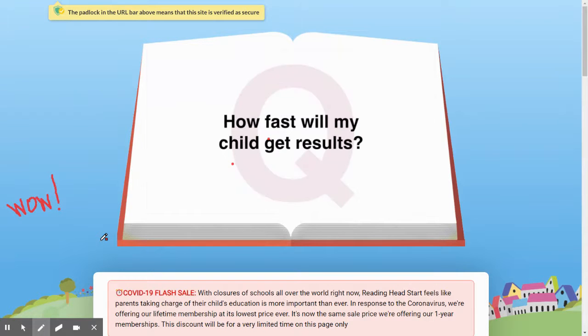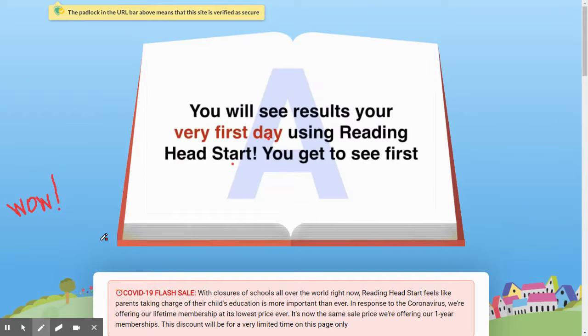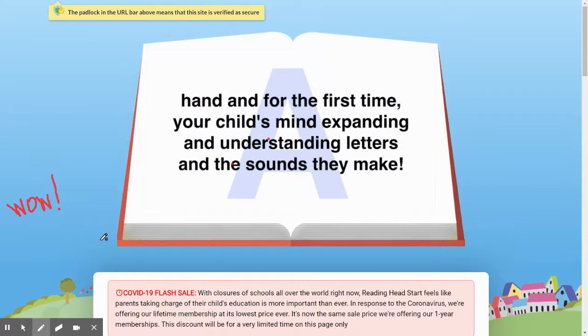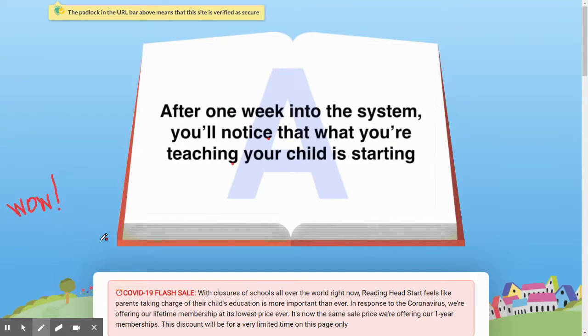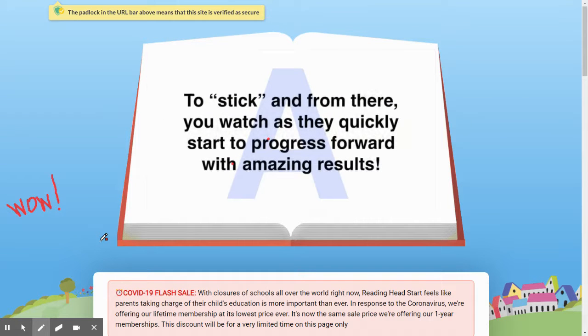How fast will my child get results? You'll see results your very first day using Reading Head Start. You get to see firsthand and for the first time your child's mind expanding and understanding letters and the sounds they make. After 1 week into the system, you'll notice that what you're teaching your child is starting to stick, and from there, you watch as they quickly start to progress forward with amazing results.